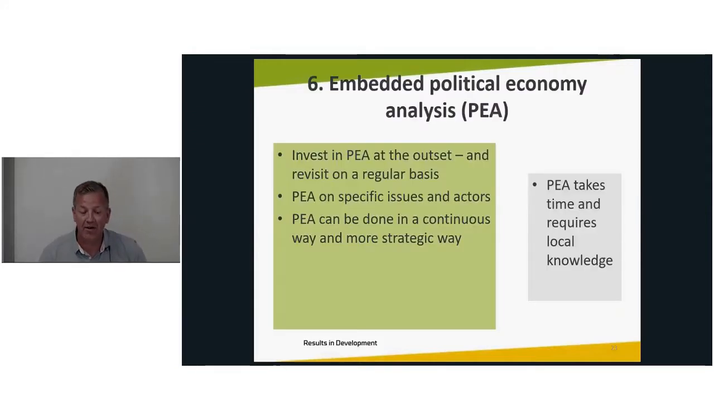Then a sixth learning point is embed political economy analysis. But do political economy analysis in a way that is relevant, which is specific, not an all-encompassing political economy analysis which is done at a high technical level, but one which is relevant to the problem that you're trying to address. It might be around issues around fishing, it could be issues around gender equality, it could be issues around budget transparency, it could be issues around combating petty corruption, for example. Make sure that the political economy analysis is done specifically on that area and get the right people in the room. And also political economy analysis should be done in a continuous way, a more strategic way.